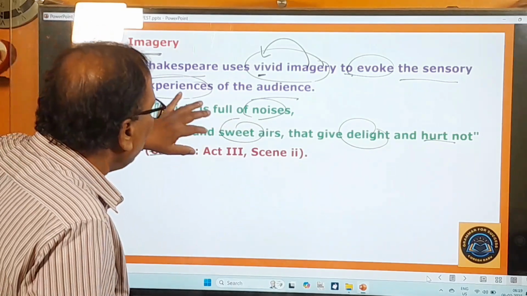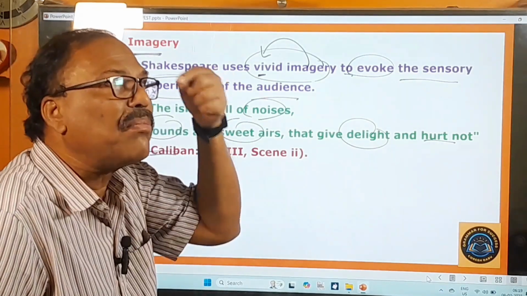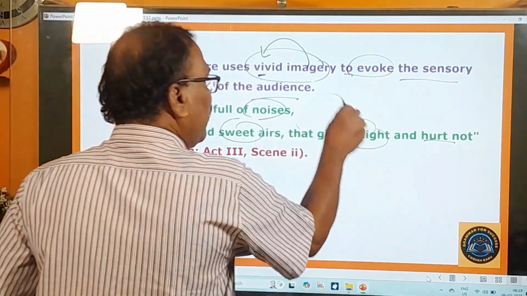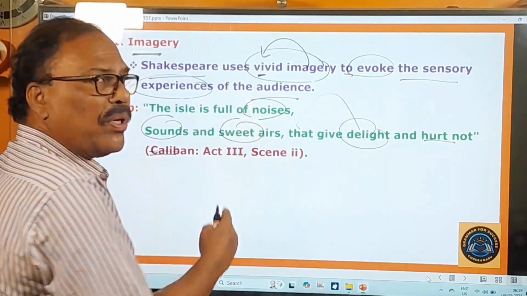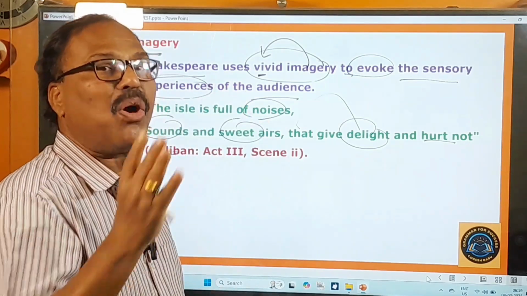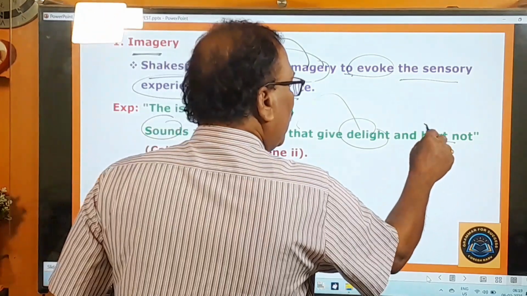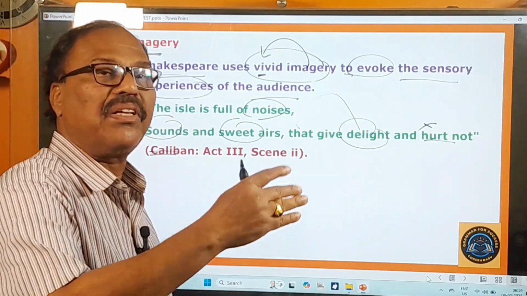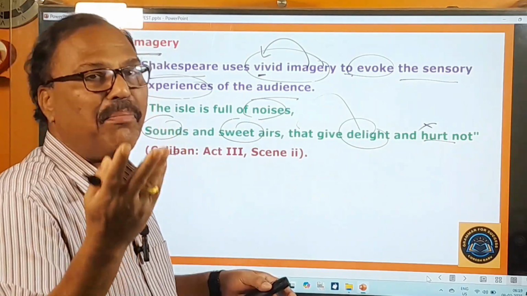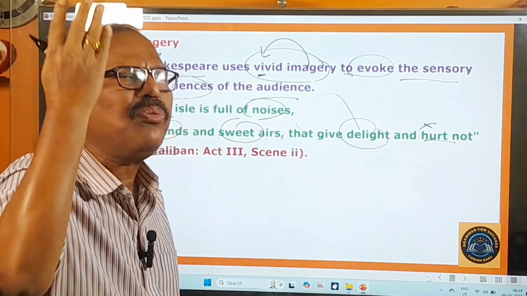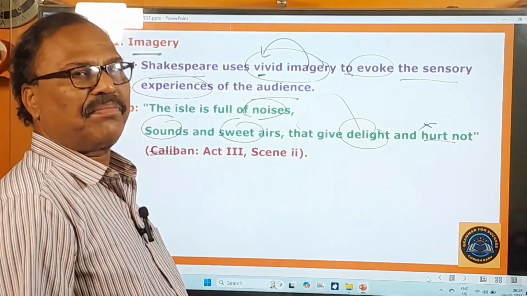So whenever you start reading these lines, you get some kind of mental picture. And here one more point is that they give delight. All these things, what do they do? They give you delight. Delight means happiness. They give you joy. Hurt not, they don't hurt you. They will give you pleasure. They will give you happiness and so on. So whenever you read these lines, you get some beautiful mental picture.